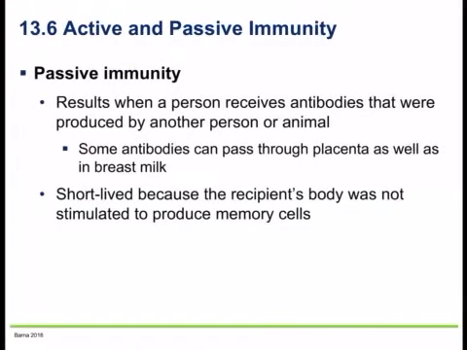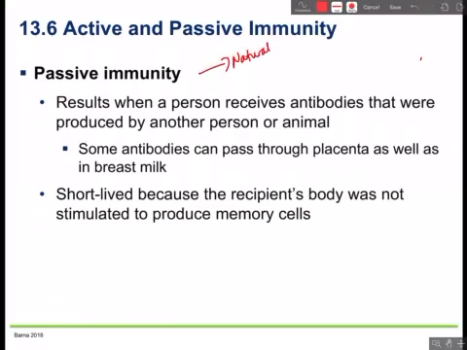Passive immunity, they just give you the antibodies. You never got the pathogen. You never got the bug. You have two types here. You have naturally, which is when you pass antibodies from mother to baby, so during the womb or during breastfeeding. You also have what's called acquired.